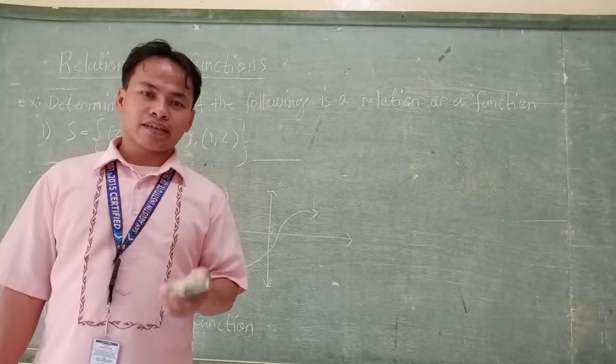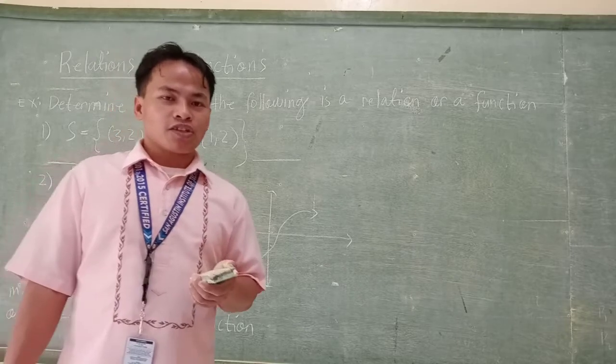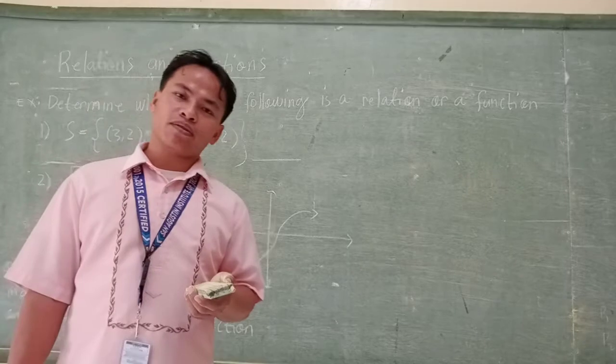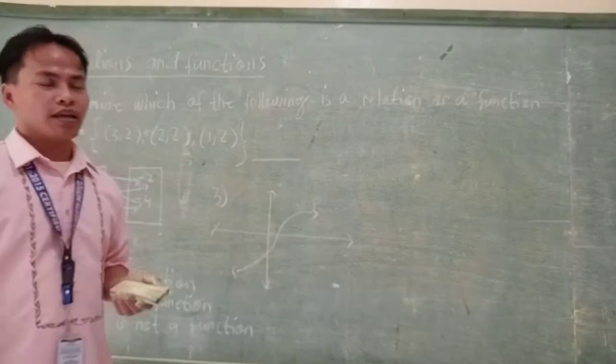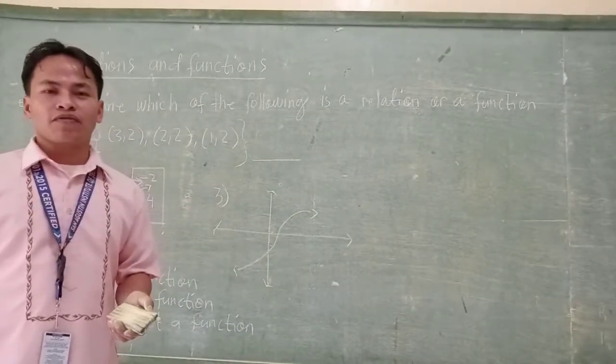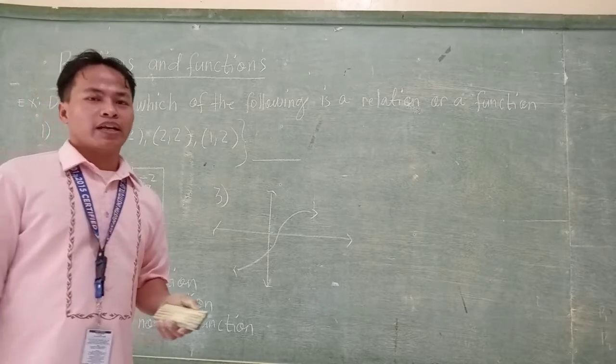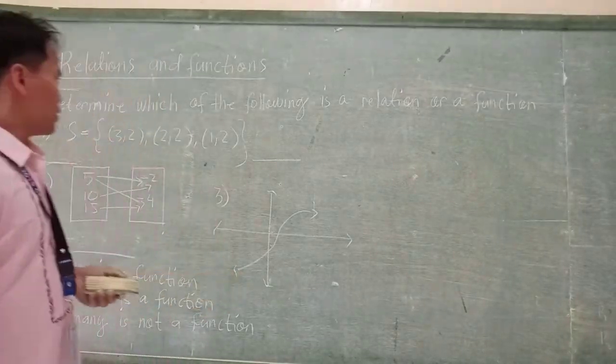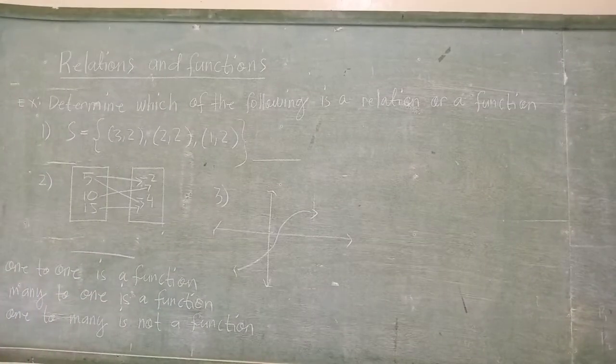Remember always that a function is a relation for which for every input there is only one output. Okay? So the input is referring to the value x or the domain, while the output is referring to the value y or the range. Okay? So we have here: determine which of the following is a relation or a function.